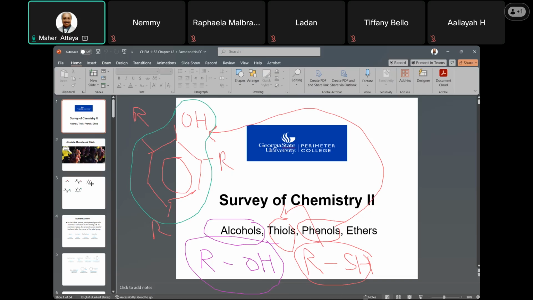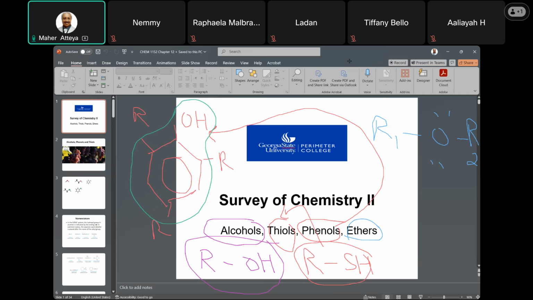The ethers, on the other hand, will look like this: R1, and in the middle oxygen, and this is R2 here. Two groups of R, and then in the middle is oxygen. That's called ether. So we have 4 different functional groups, and those will have different types of physical and chemical properties.